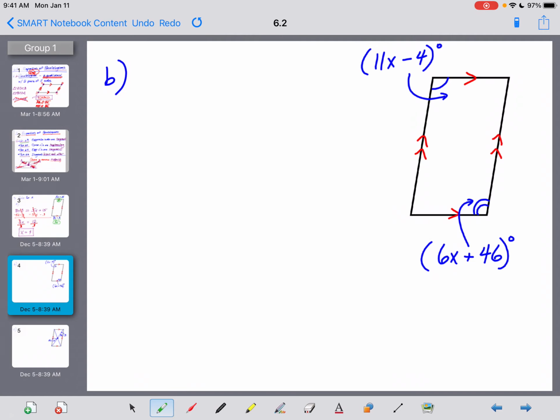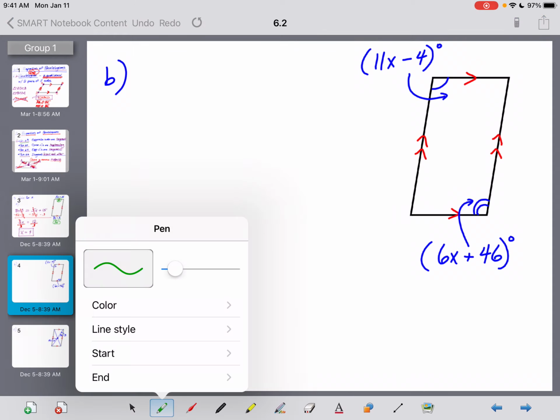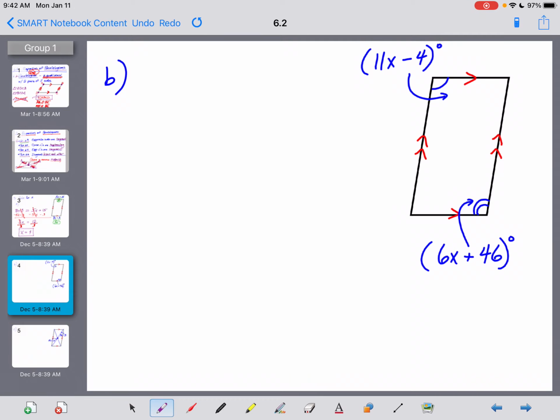Let's move on to 3B. Now again, looking at the diagram, the 4 black line segments tell me that this is a quadrilateral, and the 2 pairs of parallel lines because of the red arrows tells me that this quadrilateral is a parallelogram. Okay, so now what information have we been given in this problem? We've got an angle measure here of 11x minus 4 on the top left, and then another angle in the bottom right of 6x plus 46.